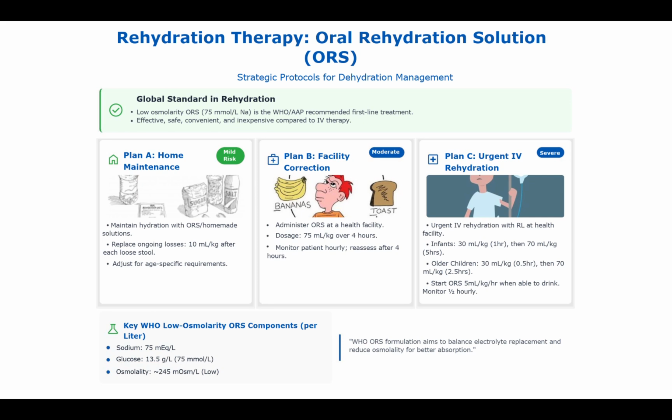For severe dehydration, Plan C necessitates urgent intravenous rehydration in a health facility. Ringer's lactate is the preferred fluid, or alternatives like normal saline can be used if RL is unavailable.